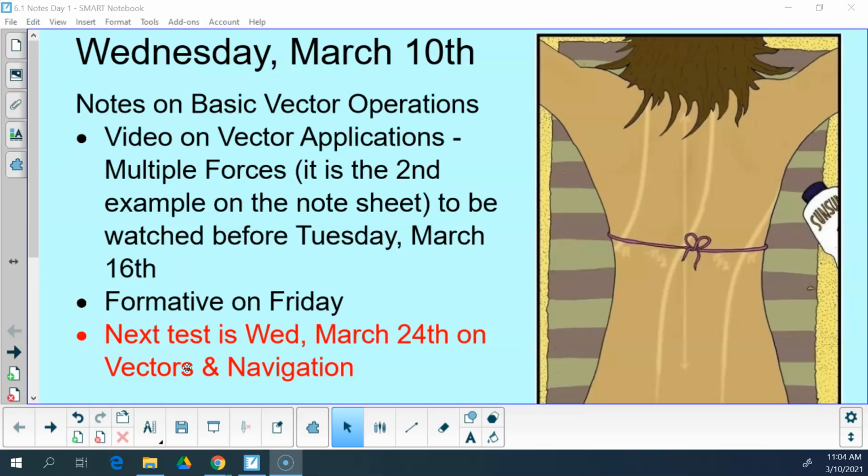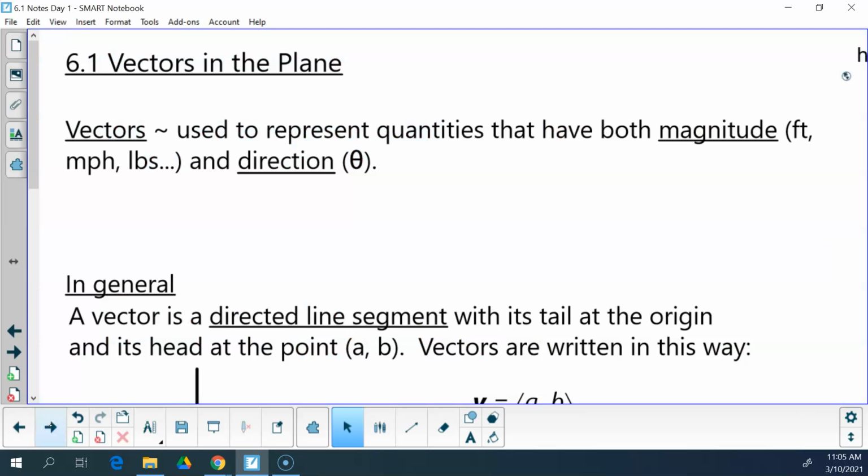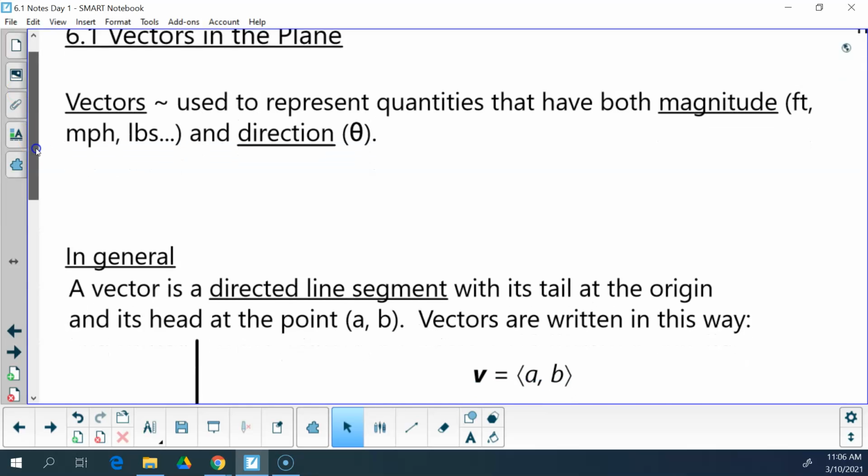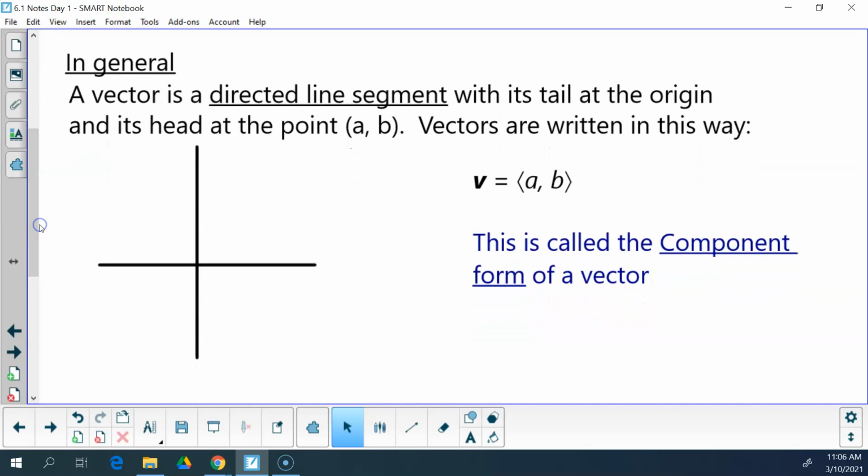All right, let's dive in. We are on the page in your purple packet, 6.1 vectors in the plane. Here we go. So we're going to talk about vectors. And vectors are used to represent quantities that have both magnitude and direction. In general, a vector is a directed line segment. And now this is what you are going to have to fill in here.